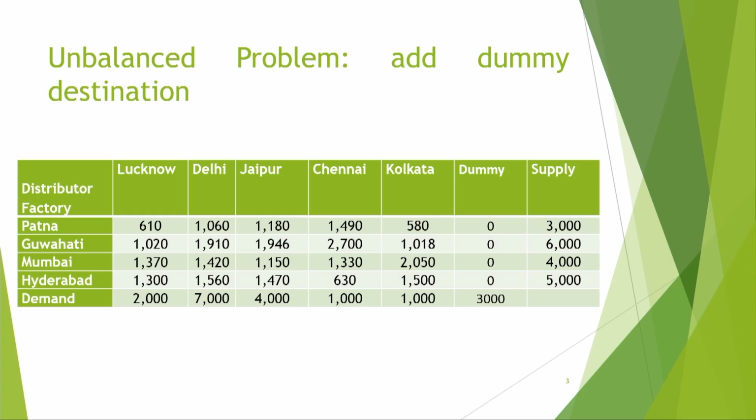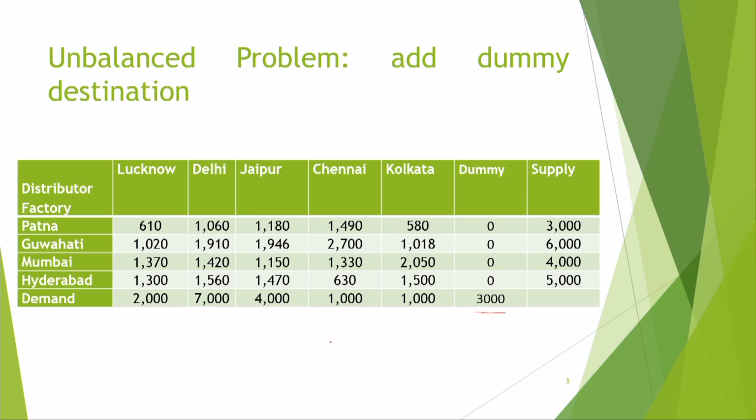And the distance from Patna to the dummy is 0, Guwahati to dummy 0, Mumbai to dummy 0, Hyderabad to dummy 0, because it doesn't matter. Actually, if you give anything to this, it will not add to any cost. So here the dummy destination requires 3000.